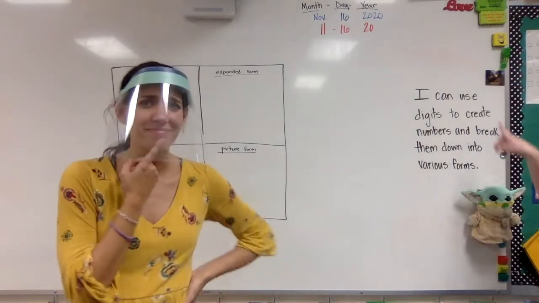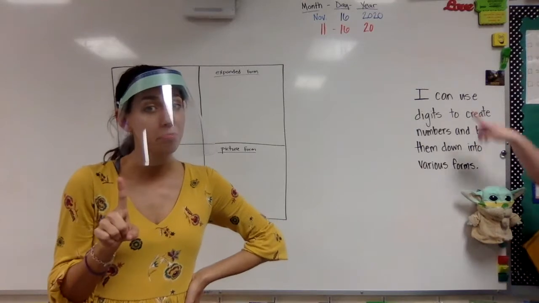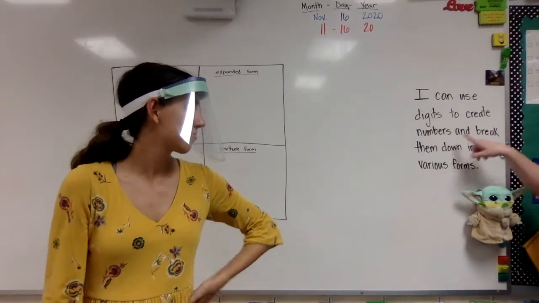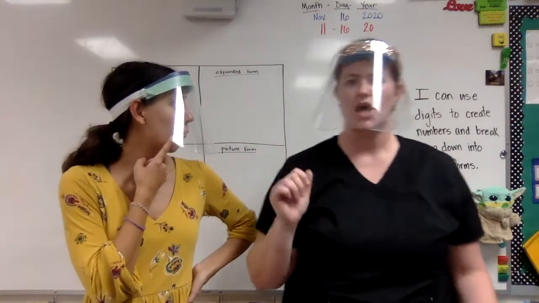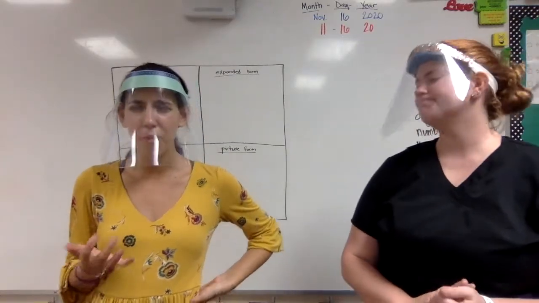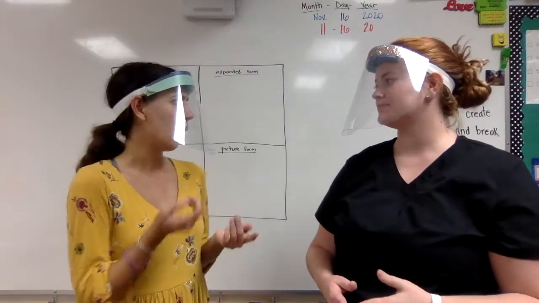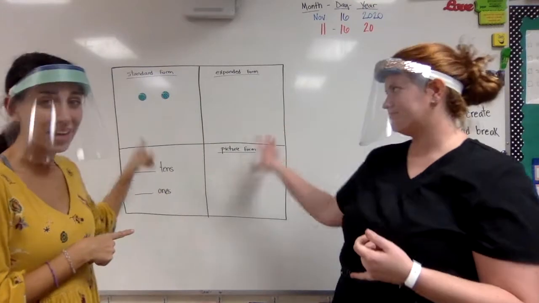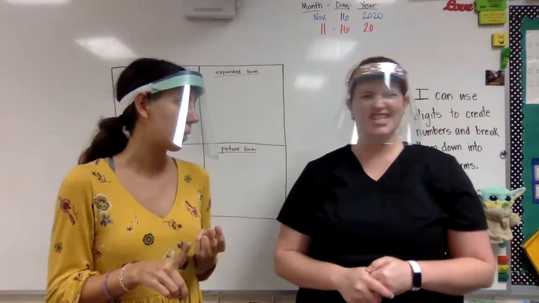It says I can use digits, that's just one number. I can use digits to create numbers and break them down into various forms. Wow. That was a lot of really big math terms, but we've been practicing a lot of them all year, so I already kind of remember what different forms of numbers we have. We have them on the board right here. That's right. And digits, so a single number. Yeah, just a single number.